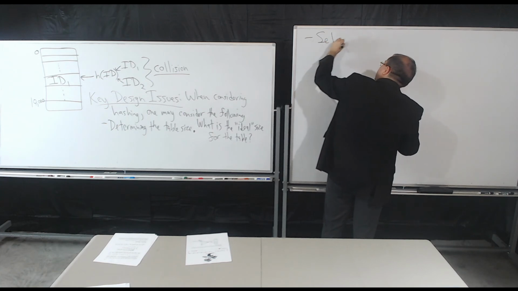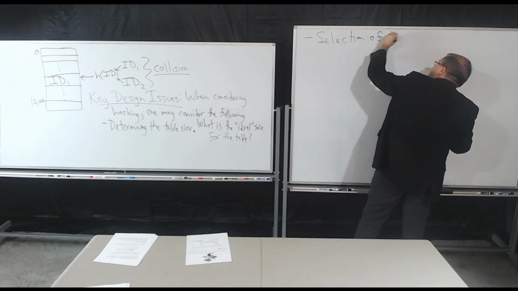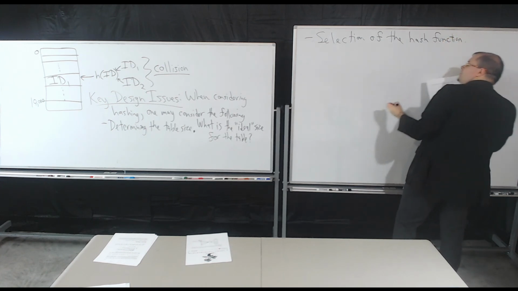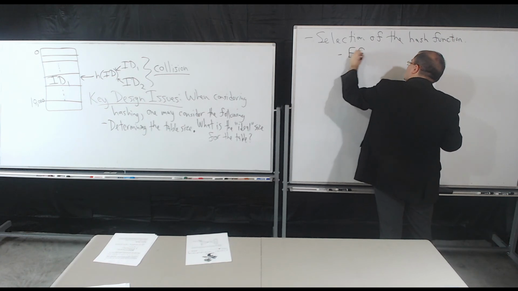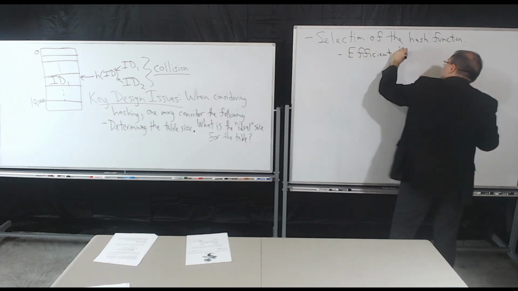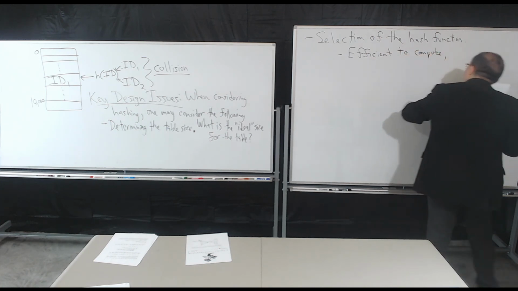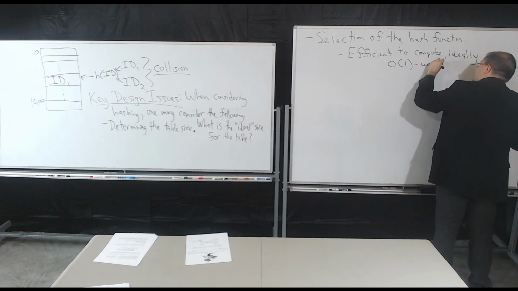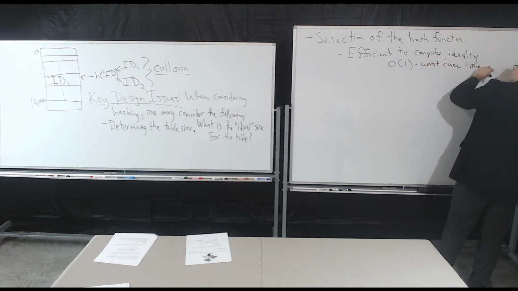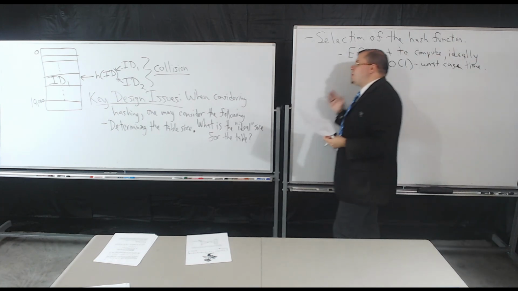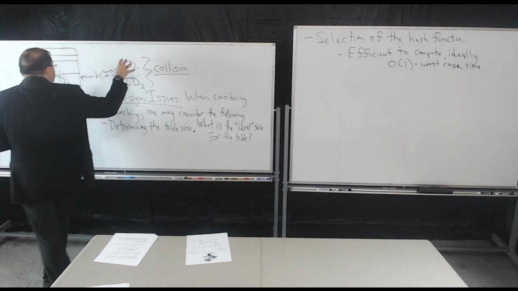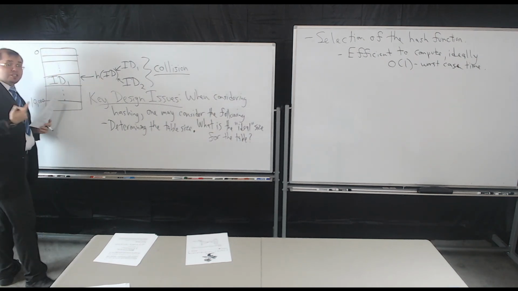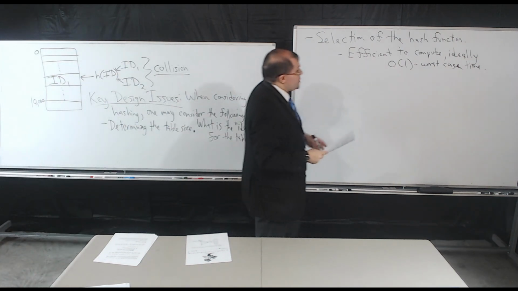is the selection of the hash function. As I already told you, it should be efficient to compute, and ideally constant worst case time. Remember, the whole idea is I want to have a nice efficient hash function so that I give you the key, I hash it, and I can put it into a position. Then I can also retrieve it, kind of like I was just accessing a position in a table or an array, which we know how to do in constant time, right?